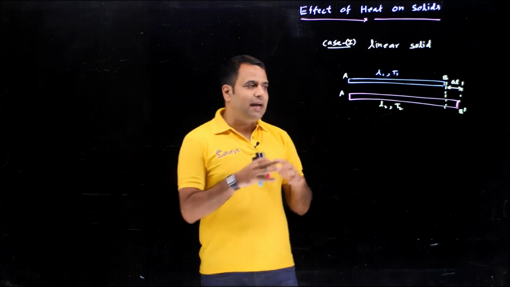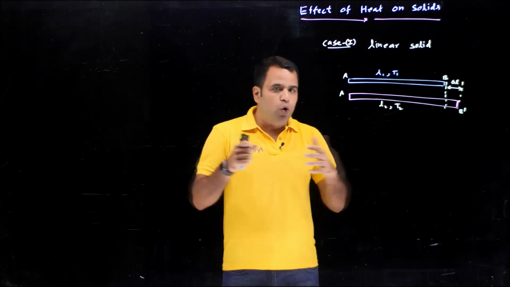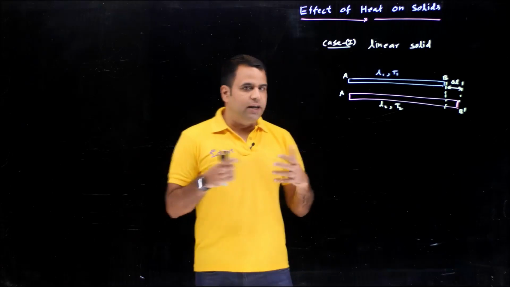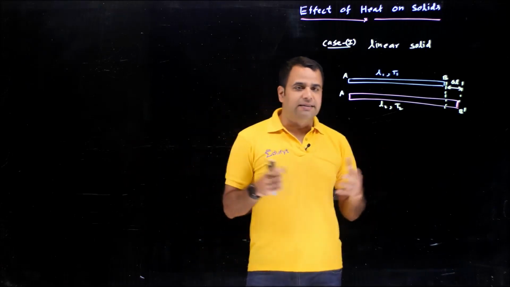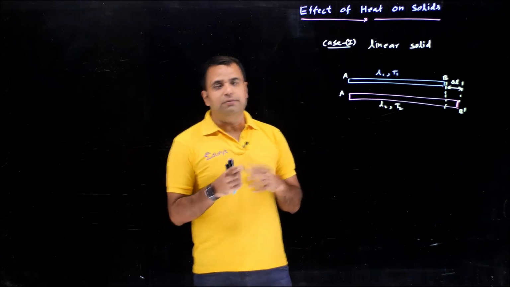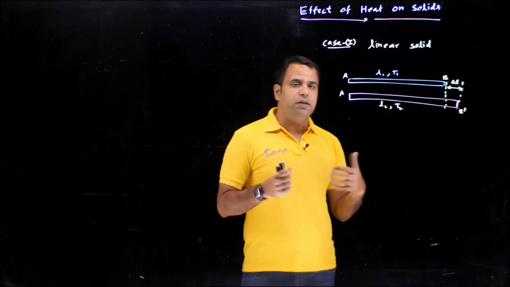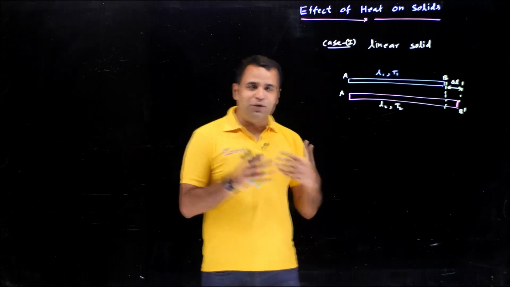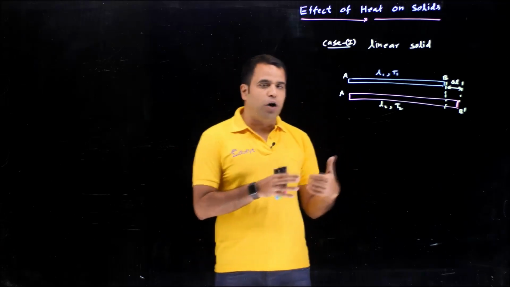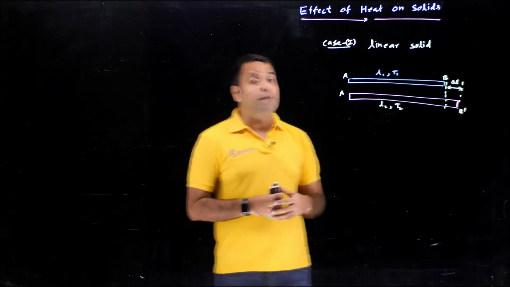One change is the dimensional change, because now the atoms will be vibrating more, so they will occupy more space. Their zone of influence will increase, so the dimension of the object increases. The second change is in terms of temperature. When you provide heat to matter, their temperature also changes. So the first thing which changes is the temperature, and corresponding to the temperature change, dimension also changes. Here we'll study the dimension change.